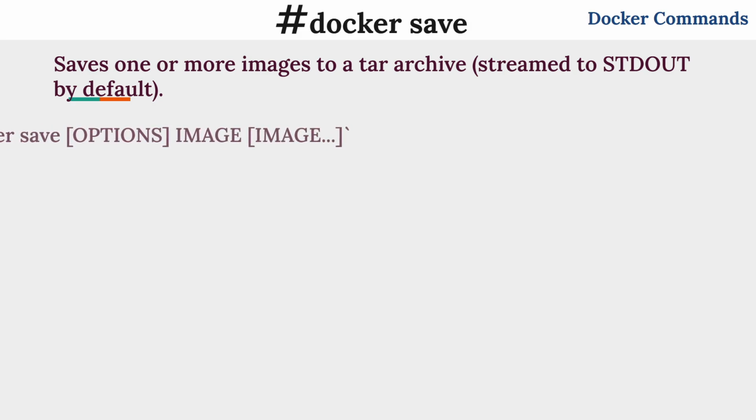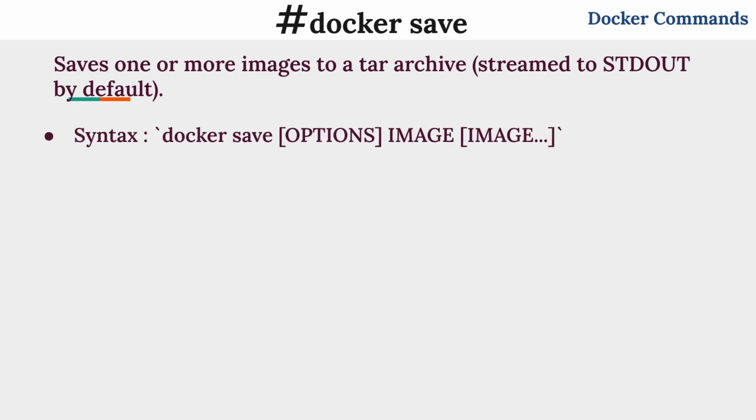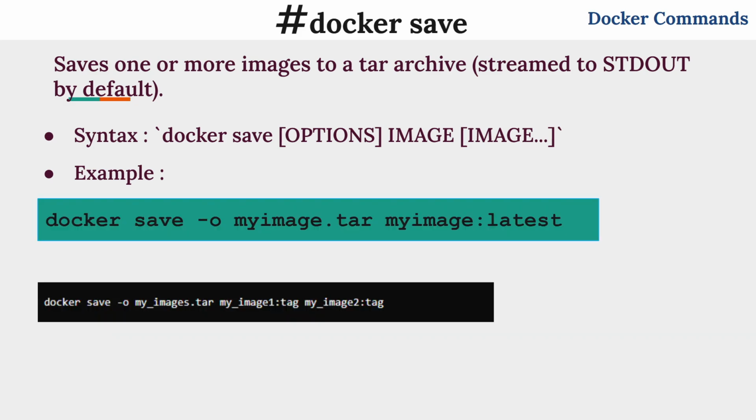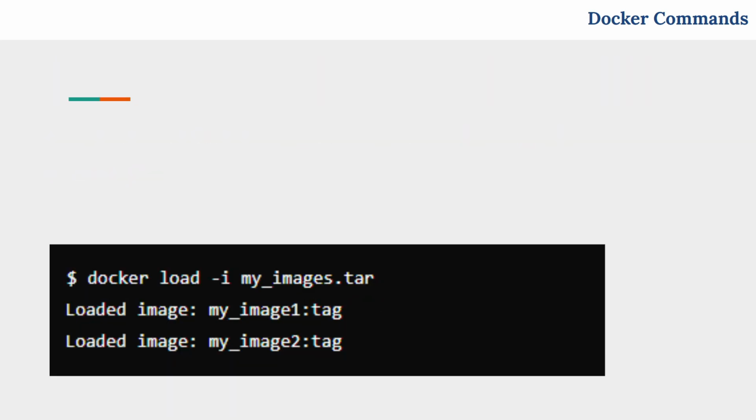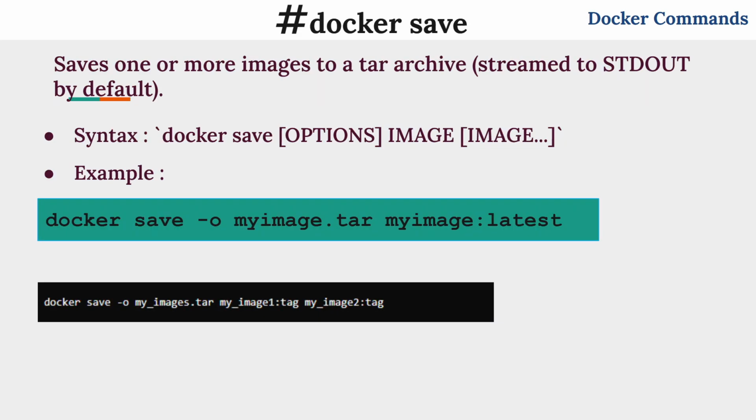Let's see the syntax: docker save options image. image is the name or ID of the Docker images to save, and options are additional options that modify the behavior of the command. The docker save command is essential for exporting Docker images as tar archives, facilitating image backup, distribution, or migration between Docker environments. Understanding how to use docker save enables you to manage Docker images effectively in various deployment scenarios. Let's see the next command.